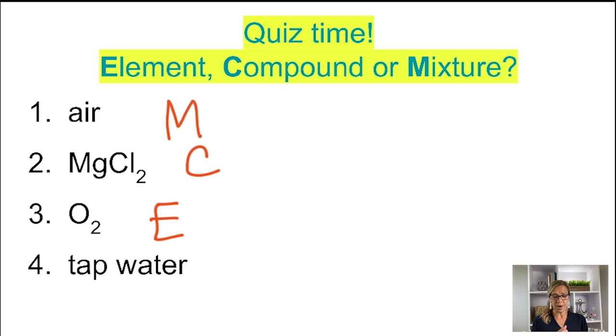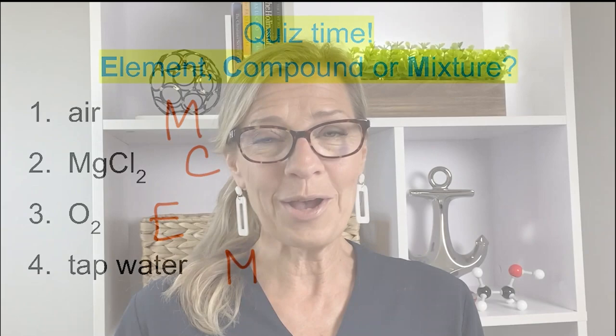And then tap water, what is that? Well, is all tap water the same, or could it vary in composition? Yes, it could. Maybe you travel and you go to a different city and you say, oh, this water tastes really different than where I live. So tap water contains different things dissolved in it, and that's what gives it the different taste. So I hope this helps you determine if something is an element, a compound, or a mixture.